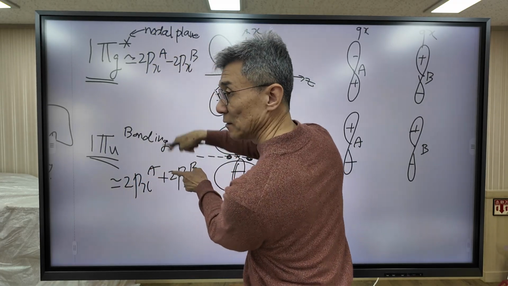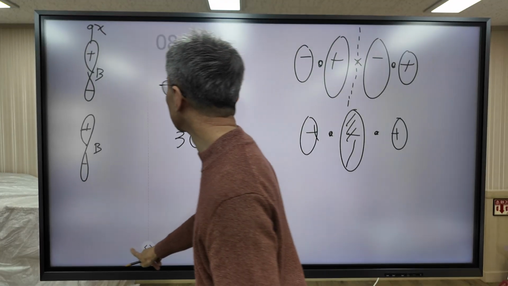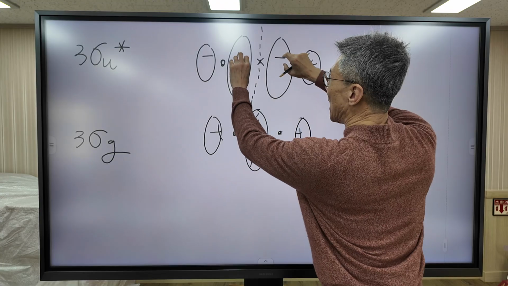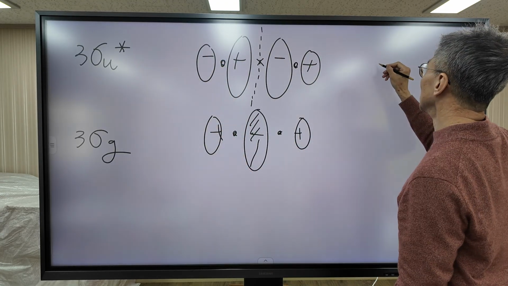Sign is different. Okay. Now, what happens to this orbital? I'm going to let R go to infinity. Then, what happens to this orbital?